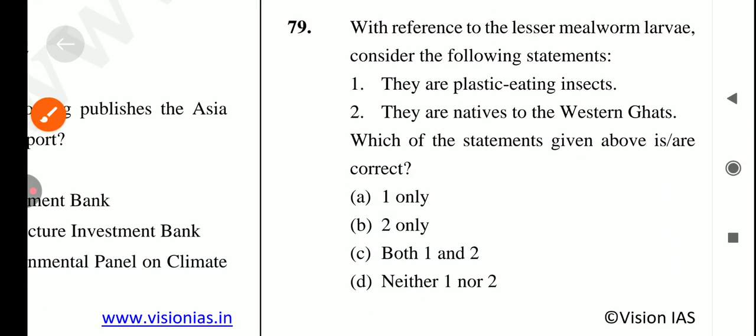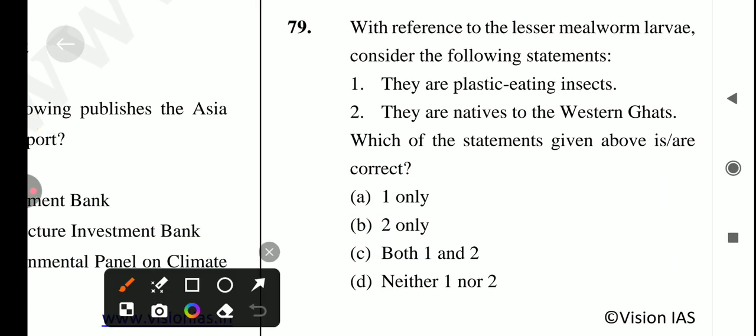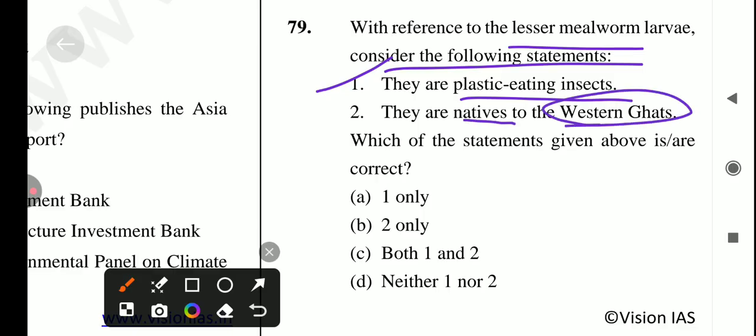Let's come to the next question, which is: with reference to the lesser mealworm larvae, consider the following statements. First, they are a plastic-eating insect. Is it true? Yes, it's a correct statement. Next, they are native to the Western Ghats. No, it's not native to the Western Ghats. So the second statement is incorrect. So the answer for this question is option A. Only 1 is the correct answer.